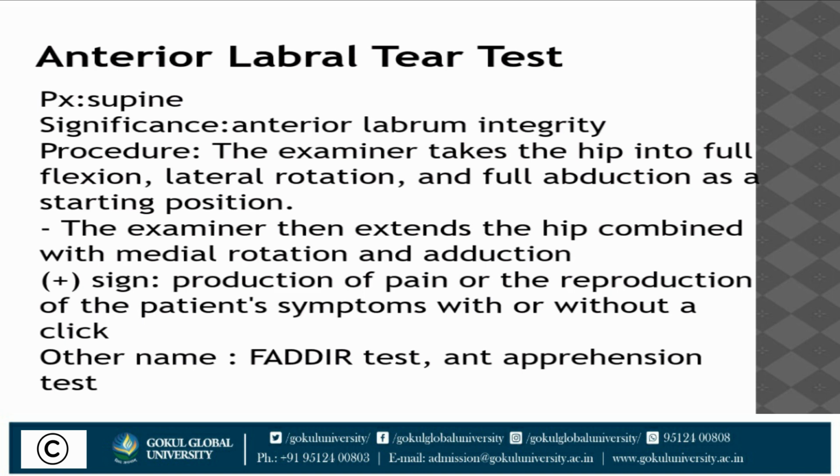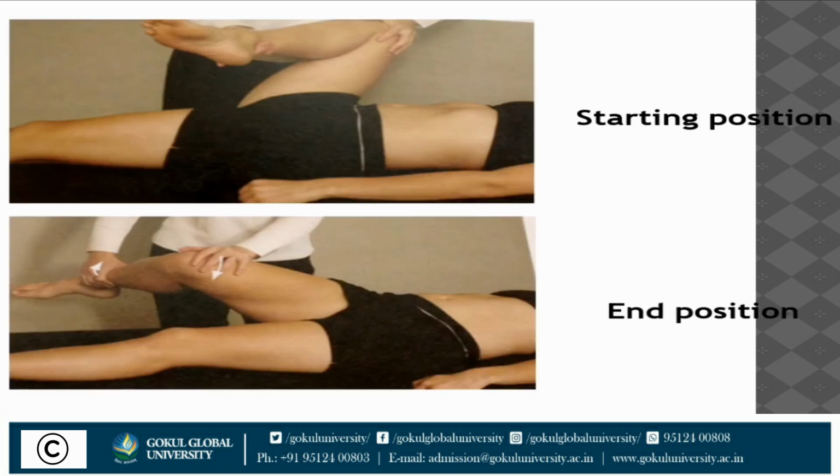Patient position is supine lying. Procedure: the examiner takes the hip into full flexion. As we can see in the first figure, the hip is taken into full flexion, then lateral rotation and full abduction. This is the starting position. Then the examiner extends the hip from flexion. We have to take the leg into extension combined with medial rotation, as we can see in the figure, and the arrow indicates that the hip is taken into medial rotation and adduction.